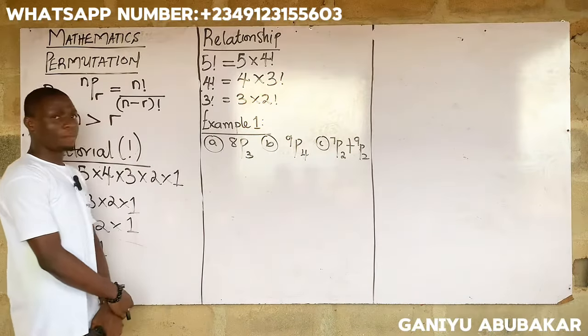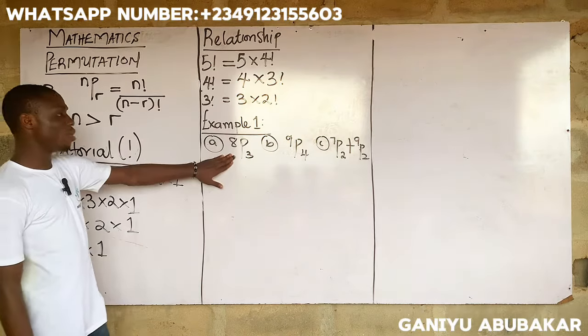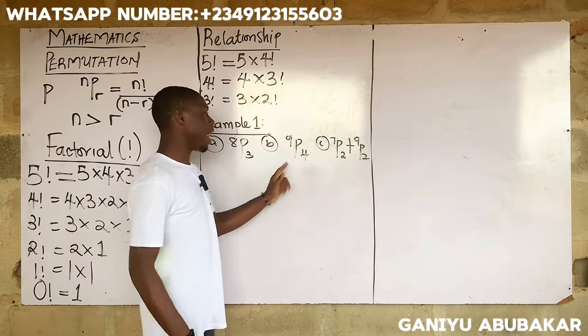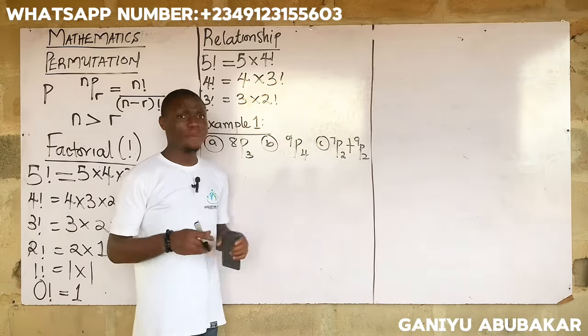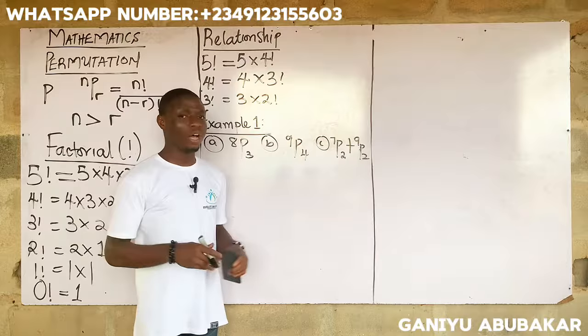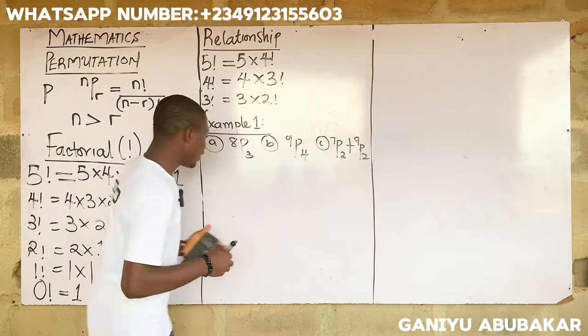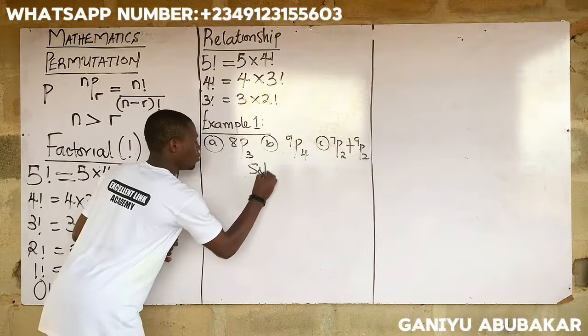Listen up. I'll do A for you and I'll do C. You do B and put your answer in the comment section below. I'll reply as fast as I can. Let's do A. Solution.